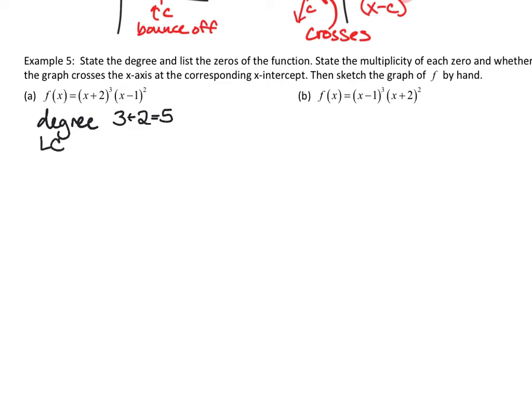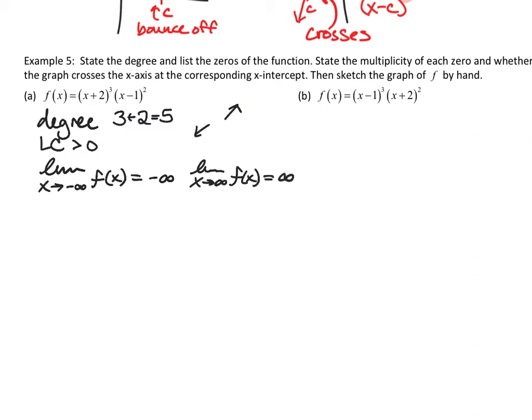Since all of the first terms, x and x, in both of these factors are positive, then the leading coefficient is also going to be positive. Which means with an odd positive graph, our end behavior is going to look like this. The limit as x approaches negative infinity will be negative infinity, and the limit as x approaches positive infinity will be infinity. Okay, so we know our end behavior, we know our degree, we know our leading coefficient. We just need to talk about our zeros.